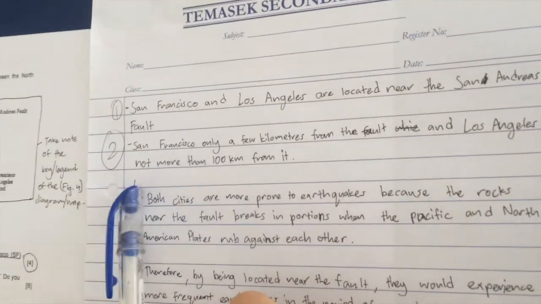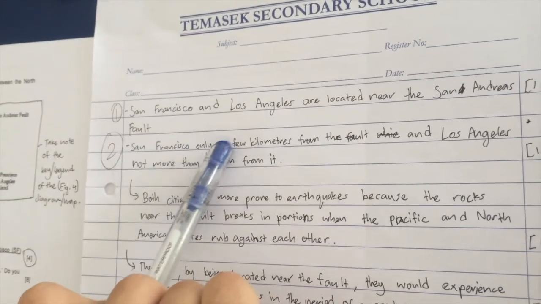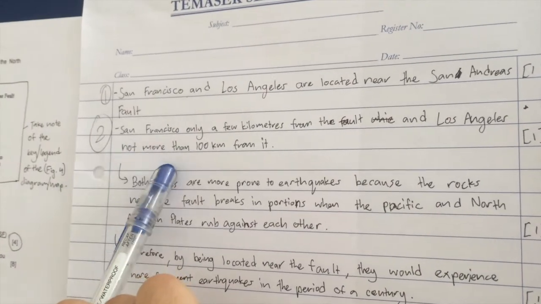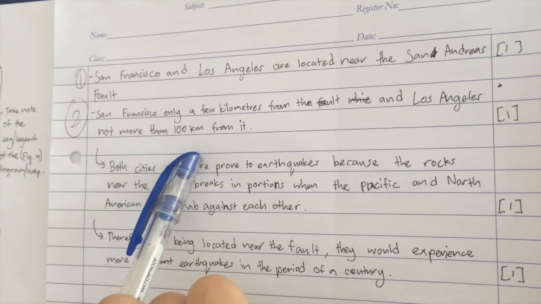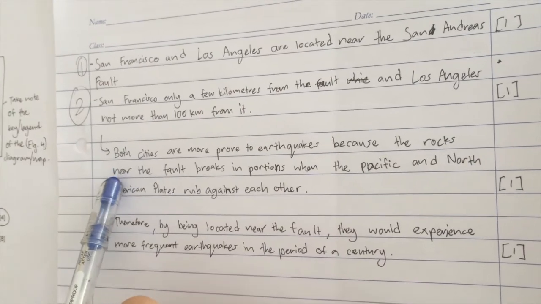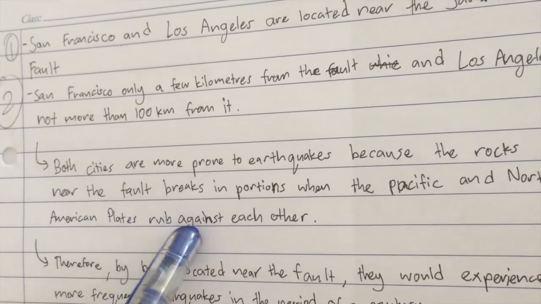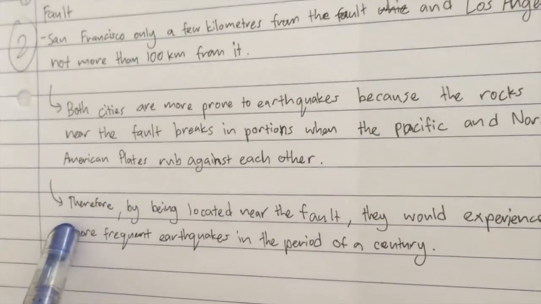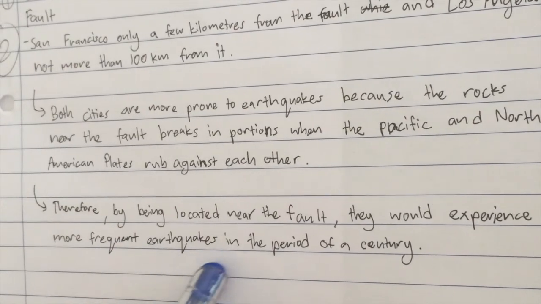Okay, so for the first point, San Francisco and Los Angeles are located near the San Andreas Fault, with San Francisco only a few kilometers from the fault, and Los Angeles not more than 100 kilometers from it. And then you can go to the explanation. Both cities are more prone to earthquakes because the rocks near the fault break in portions when the Pacific and North American plates rub against each other. Therefore, by being located near the fault, they will experience more frequent earthquakes in the period of a century.